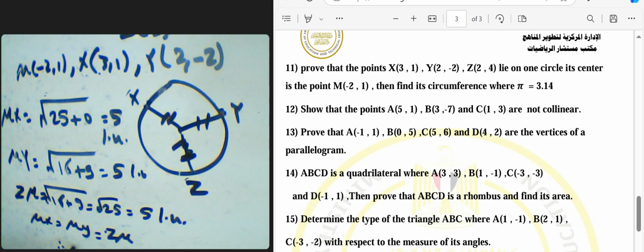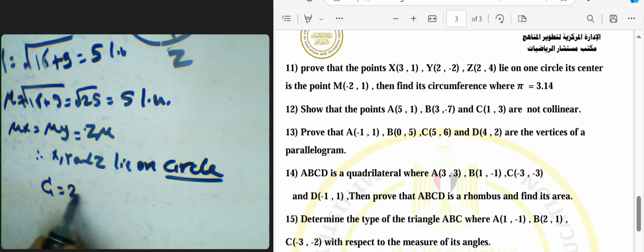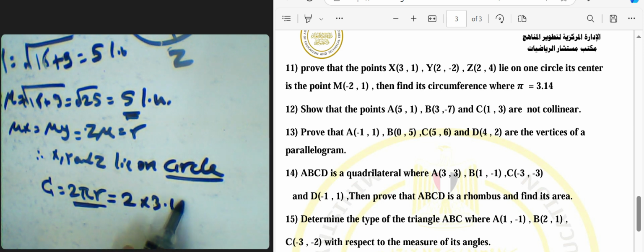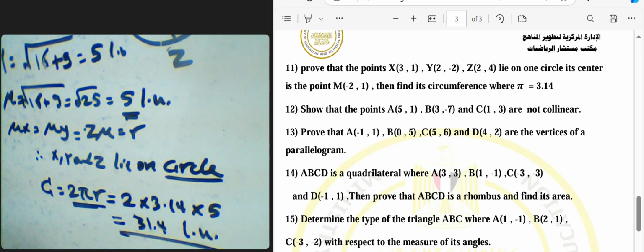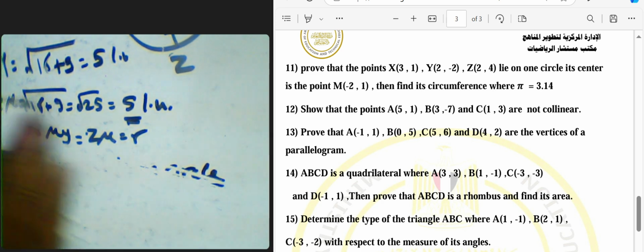Then the points X, Y, and Z lie on the circle. They are lying on the circle. Then we can find the circumference. Circumference equals 2 pi r. It's the rule. So the radius here will be 5 length units. So we can write 2 times 3.14 times 5. 2 times 5, 10. 10 times 3.14 will be 31 and 4 tenths length unit. Okay, understood.